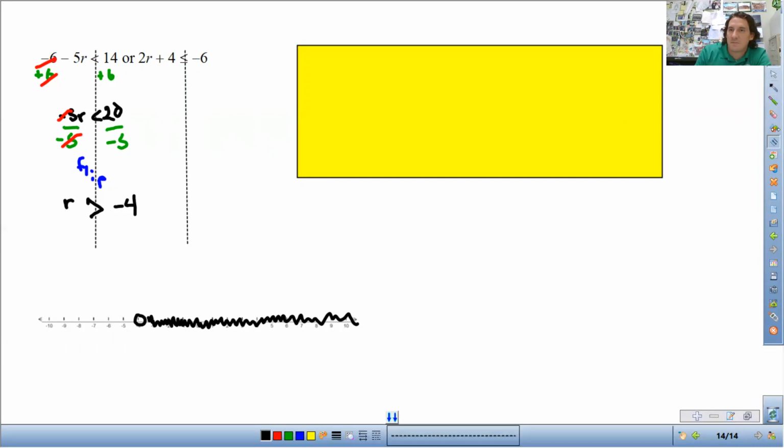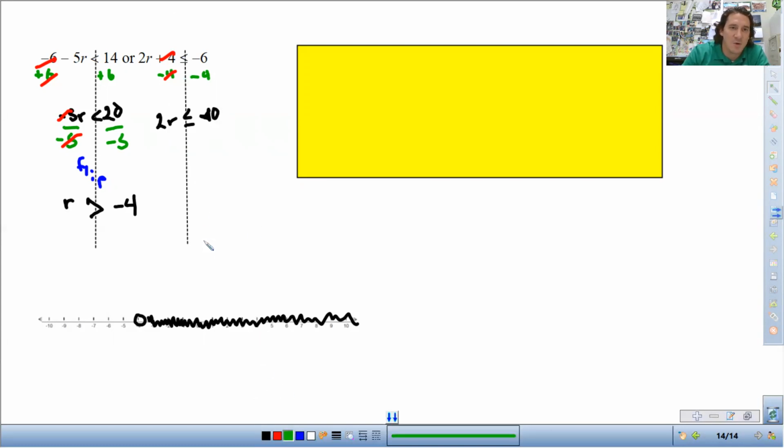Solve this. Might need to make that bigger in the future. But anyway, subtract 4 from both sides to eliminate that plus 4. So plus 4 minus 4 eliminates. I get 2r is less than or equal to negative 6 minus 4 is negative 10.